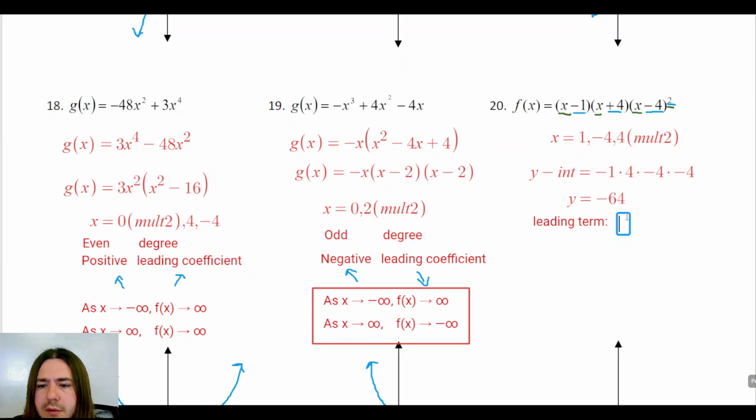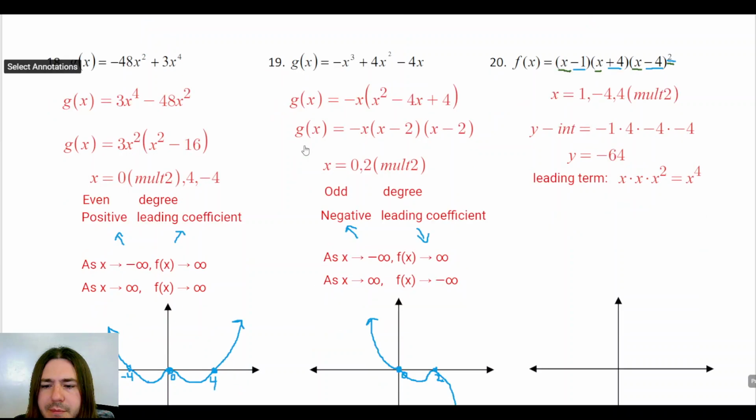x times x times x. Now if there was a coefficient on one of these, like if it was 2x, you would throw in a 2x there. And then that last one's squared, or you could just write times another x. Either way is fine, but no matter which way you do it, you're going to get x to the fourth. So my leading term is x to the fourth. That means I have a positive leading coefficient and an even degree. So my end behavior is going to be up, up.